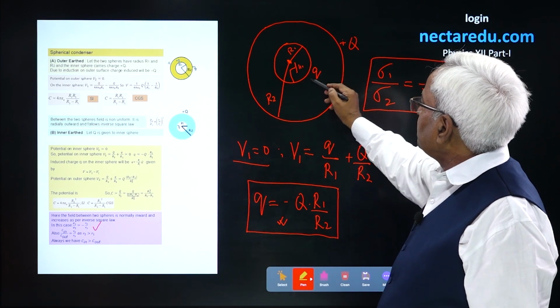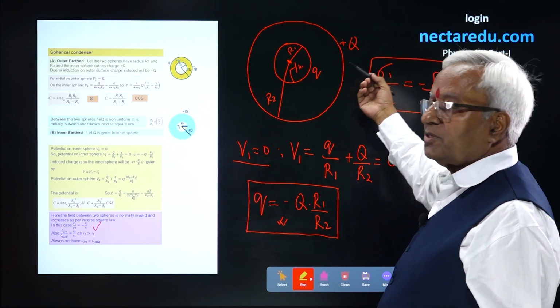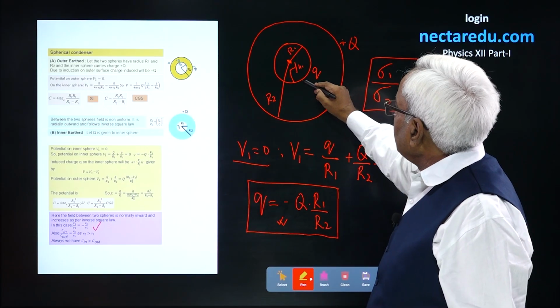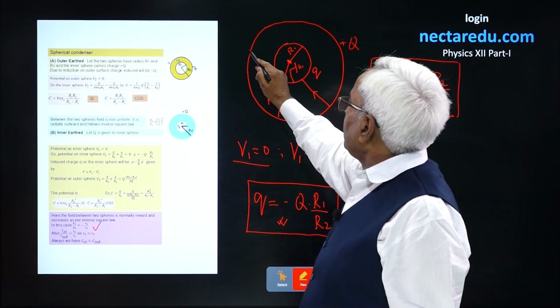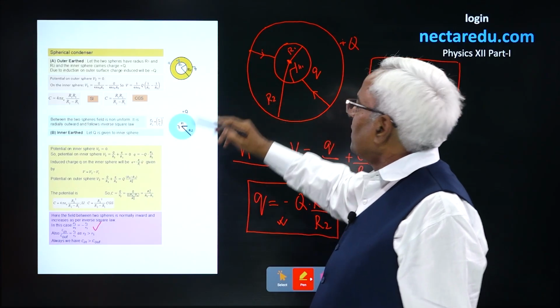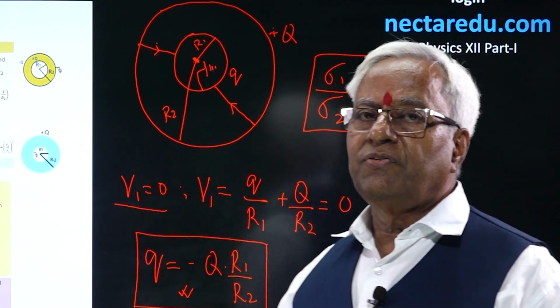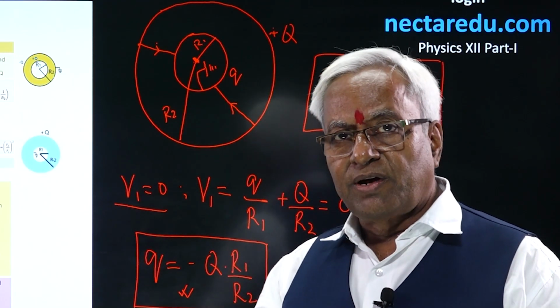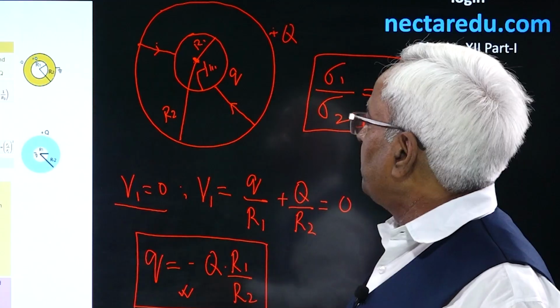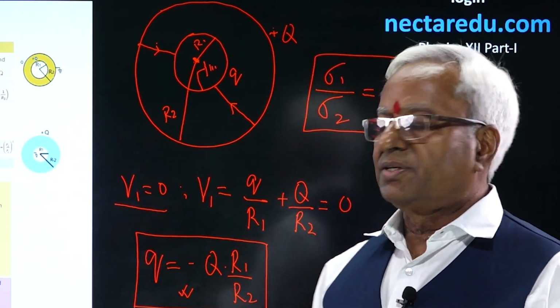Here the inner one is negatively charged, outer is positively charged. So the electric field is going to be radially inward. It's radially inward. Again, it will be non-uniform. It will be following the inverse square law, and it will be having the direction towards the center.